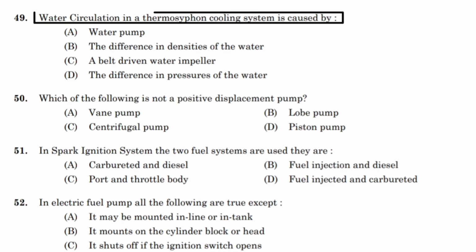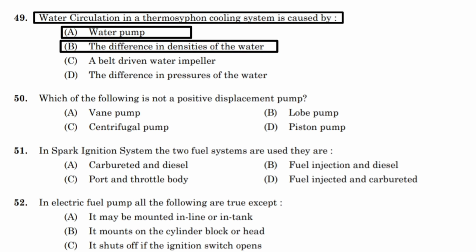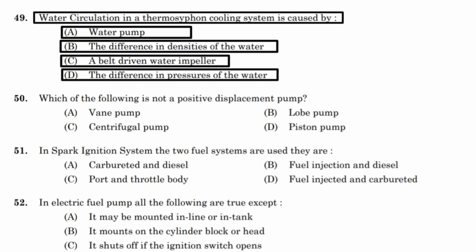Acetone. 49. Water circulation in a thermosiphon cooling system is caused by A. water pump, B. the difference in densities of the water, C. a belt-driven water impeller, D. the difference in pressures of the water. Answer B. The difference in densities of the water.